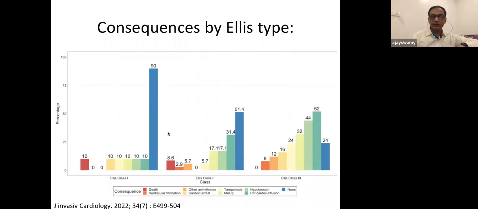Consequences-wise, although in class 1, 90% of them had nothing happen, there was a 10% mortality in Ellis class 1 as well. So this is by no means benign. Class 2 had a 51.4% incidence of nothing happening, although the mortality was low. The other complications of tamponade, arrhythmias, and ventricular fibrillation were significantly highest with the class 3 group.